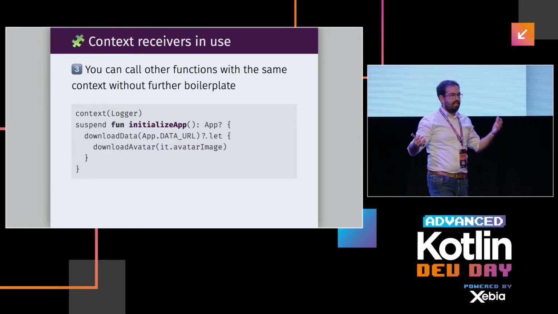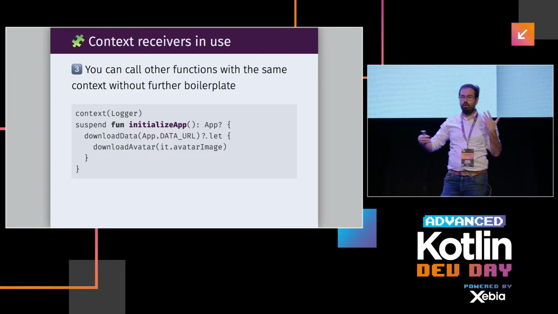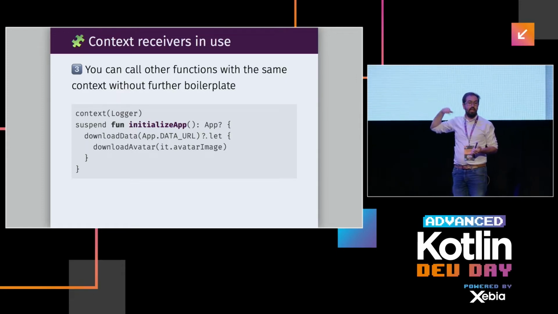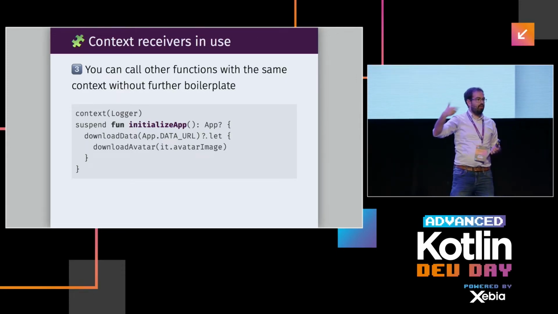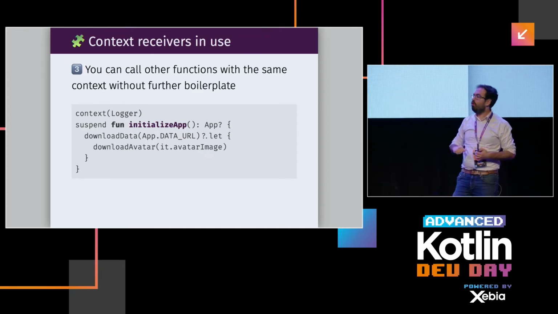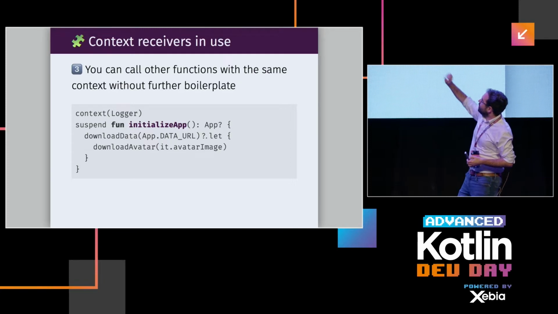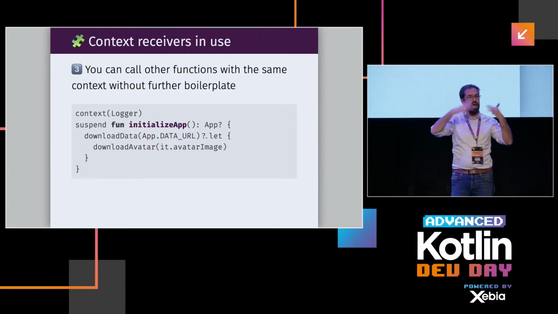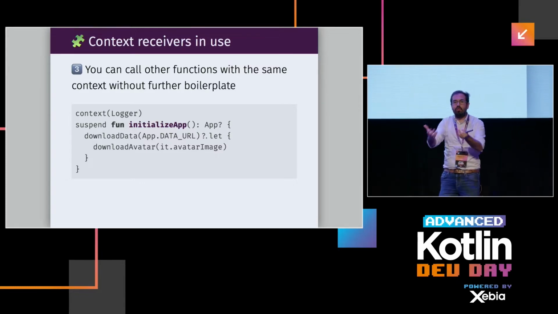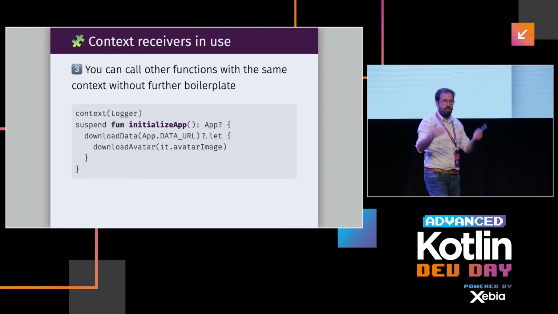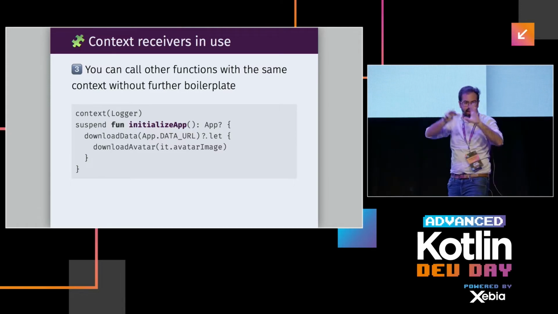And the nice thing is that now you can call other functions which use the logger. So in this initialize app, I'm using my download data, which, as I showed, uses the logger. Let's assume there is also a download avatar, which also uses the logger. And as you can see, I just declare that my initialize application uses the logger and then nothing else. So if I'm not using the logger directly, this is completely hidden, except for this one point, which is the signature of my function, where I declare this should be using the logger. The rest is kind of hidden away.